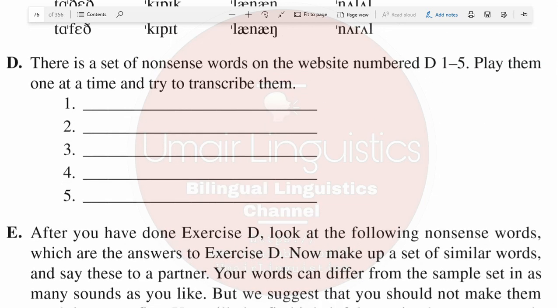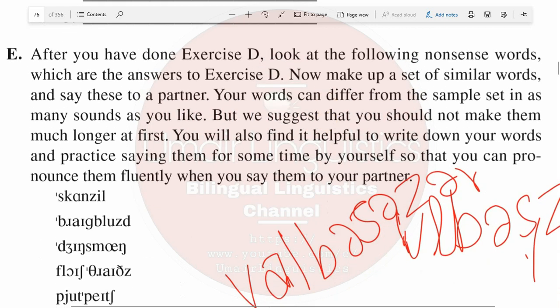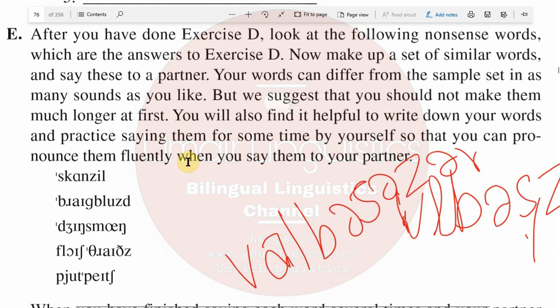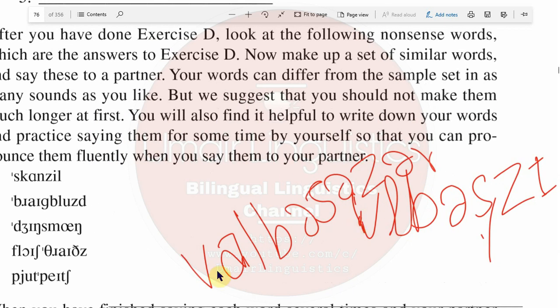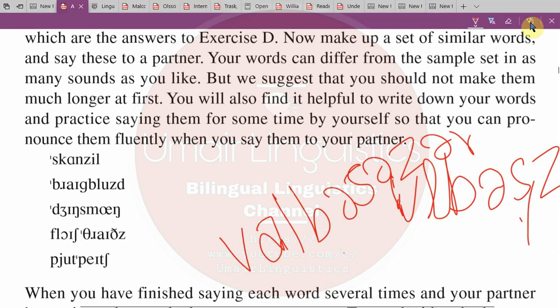We have to transcribe some nonsense words by listening on the website. And after exercise D, we have some more nonsense words. And now this is actually an exercise. Make your partner and ask him to transcribe some nonsense words, or you can transcribe some nonsense words yourself. For example, I have transcribed a nonsense word.